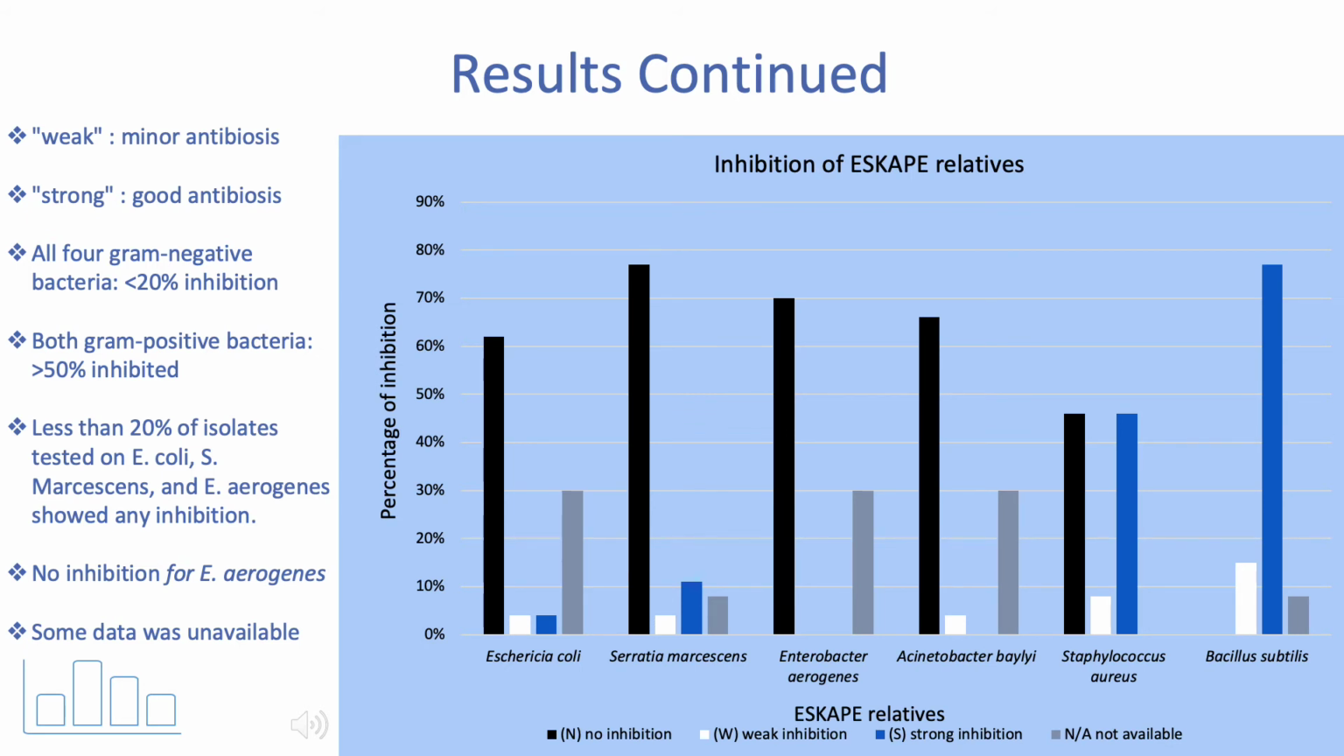In the graph to the right, we can see that less than 20% of isolates tested on E. coli, Serratia marcescens, and Enterobacter aerogenes showed any inhibition. Over 50% of Staphylococcus aureus and Bacillus subtilis were each inhibited. Weak inhibition occurred for most of the bacteria, but not all, as there was no inhibition for Enterobacter aerogenes. Some data was not available as the plates were not completely filled with isolates.